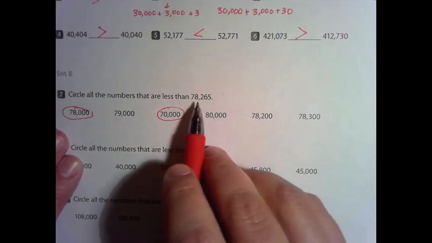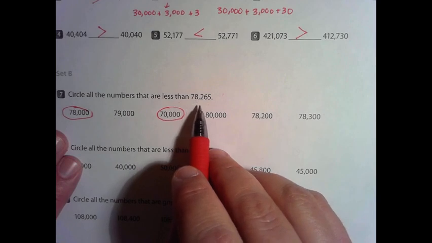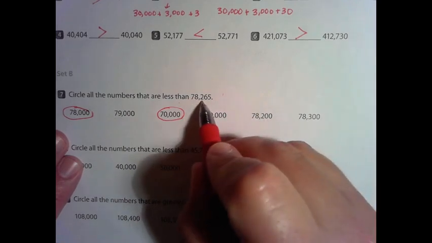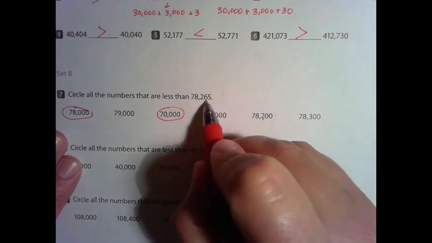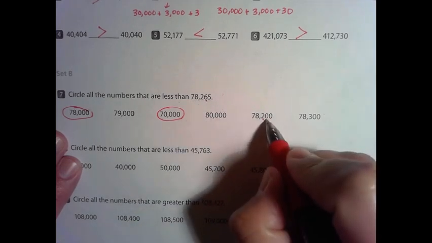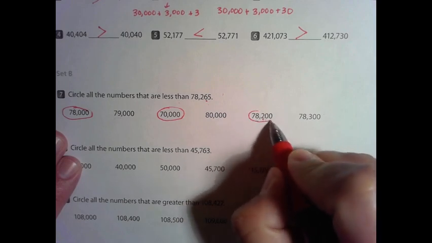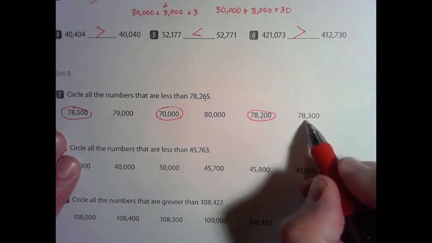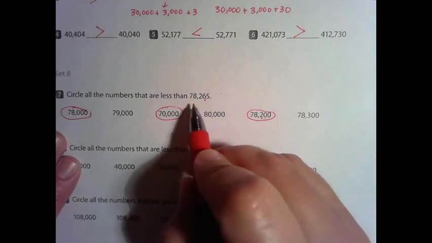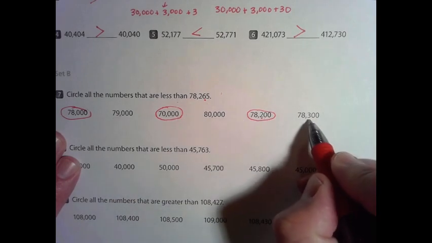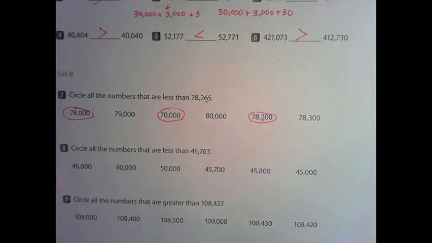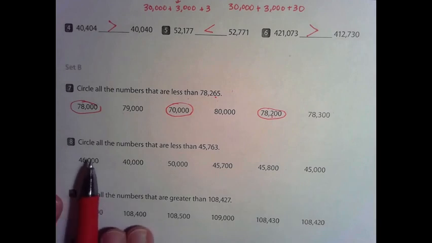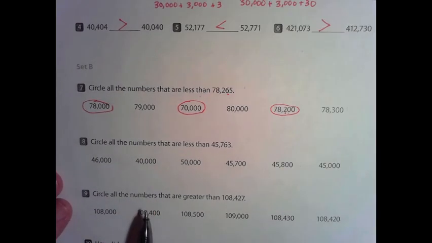78,000 here, 78,000 there. So we have to go to our hundreds place. We have 200s, 200s. So now we need to go to our tens, which we have 60 here and none here. So this one is less than, so we're going to circle it. We have 78,000, 78,000. So we're going to go to our hundreds. So we have 300 and 200. So we're going to leave that one alone because this is larger. All right, do the same for questions 8 and 9, pause the video, and we'll come back and go over the answers.